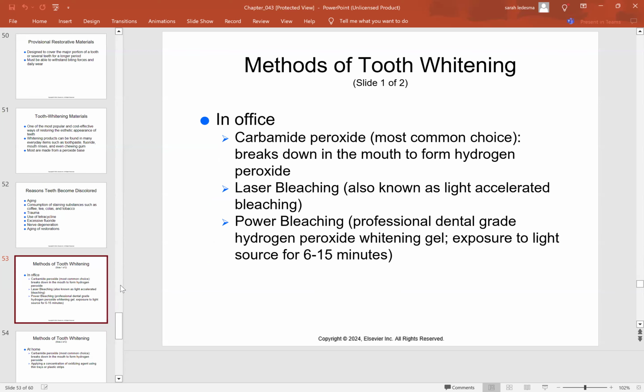There are a couple of different methods for tooth whitening available. A lot of offices provide an in-office service. With these, we typically use a higher concentrate in the office, and a lot of times our patients can see their results in a short amount of time.